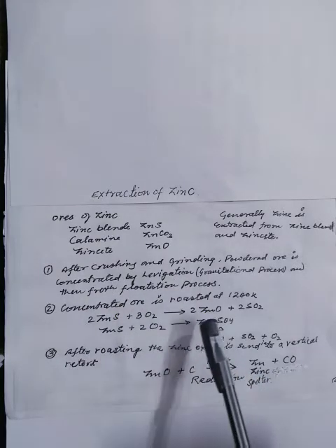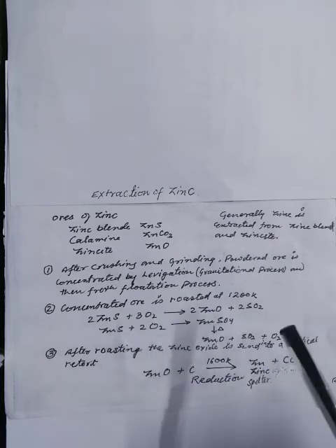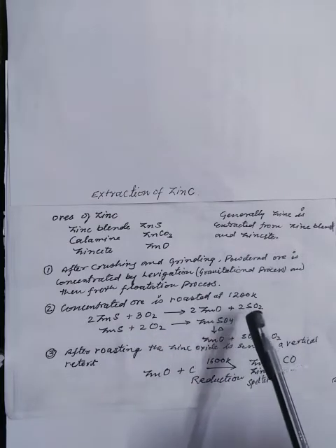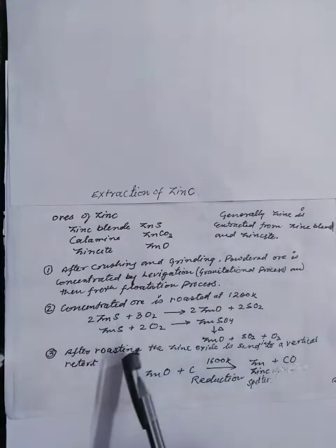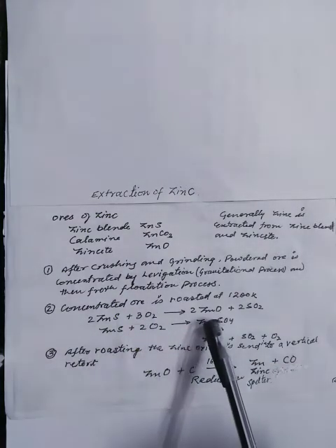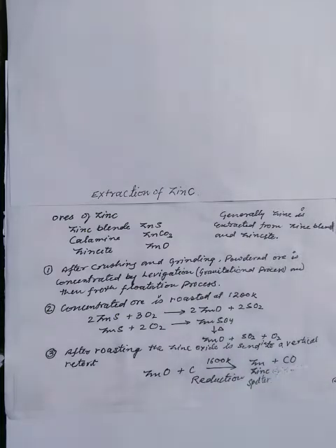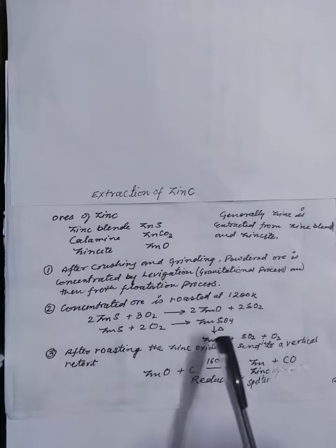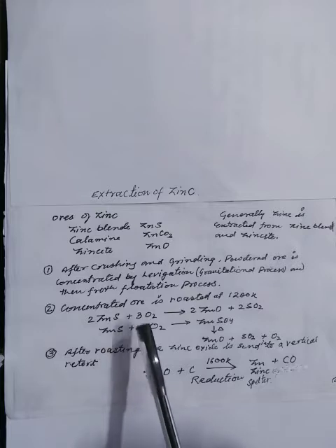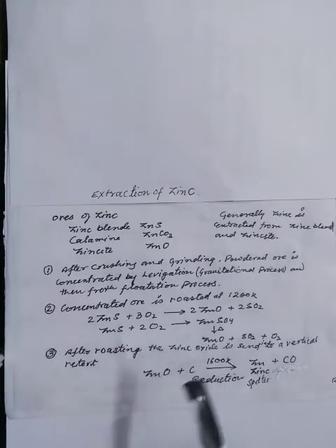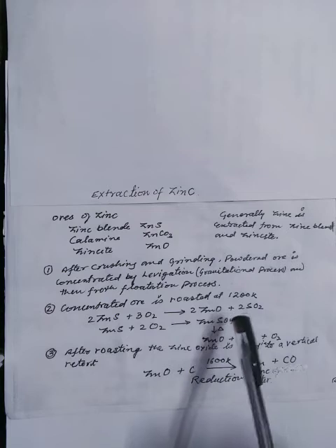Now the concentrated ore is roasted in a big furnace at a temperature of 1200 Kelvin. At 1200 Kelvin, zinc sulfide, if you have taken zinc blend, is converted into zinc oxide and sulfur dioxide. SO2 gas will be lost. Zinc sulfide may also be converted into zinc sulfate, a different reaction in the same container, and on strong heating, zinc sulfate is again converted into zinc oxide, SO2 and oxygen. So you have to write reactions 1, 2 and 3 for the complete extraction under this heading.